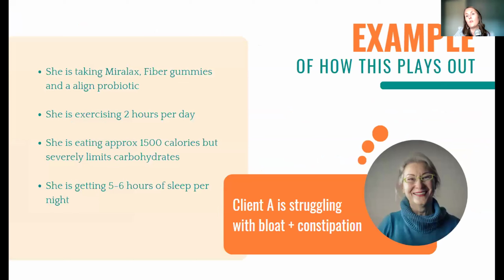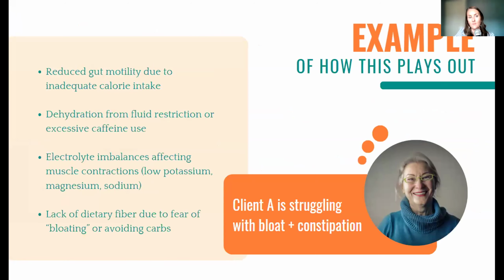So here's just an example of how this can play out. So here's client A. They are struggling with bloating and constipation. This client is taking Miralax, fiber gummies, and an Align probiotic. Probably a case that you've seen before. She's exercising 2 hours a day. She's eating 1,500 calories, but severely limiting carbohydrates. She's getting 5 to 6 hours of sleep per night. What is missing with this client?